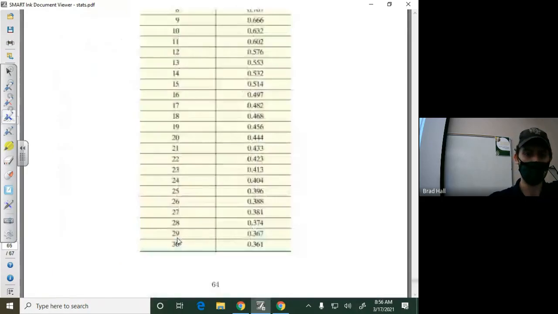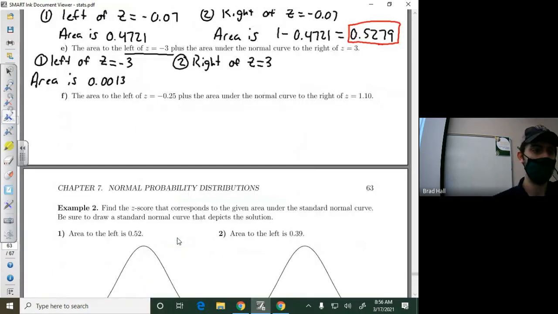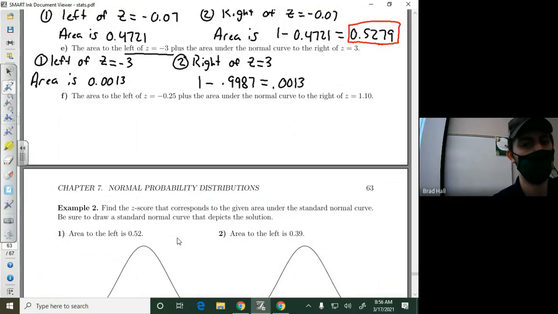But it says to the right, which means we have to subtract it from 1. Is that 0.0013? Yeah. Okay, cool. So that's step 2. Notice because it said to the right, I had to complement it. And then step 3, well, guess what? We just add them together.